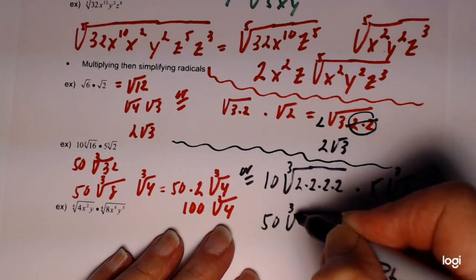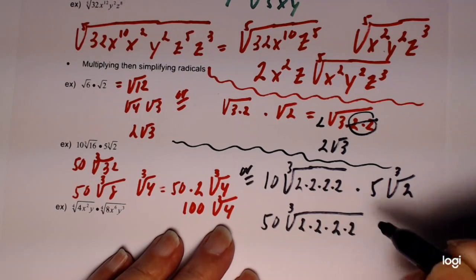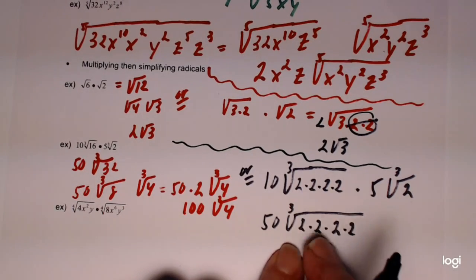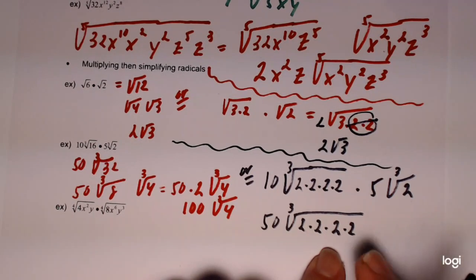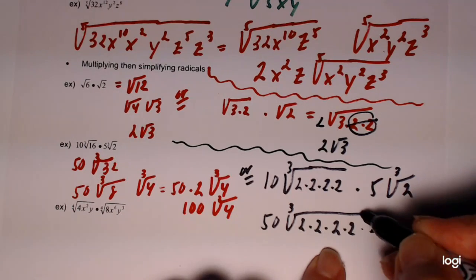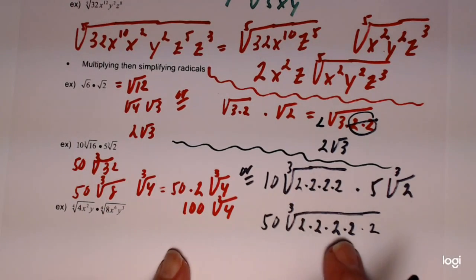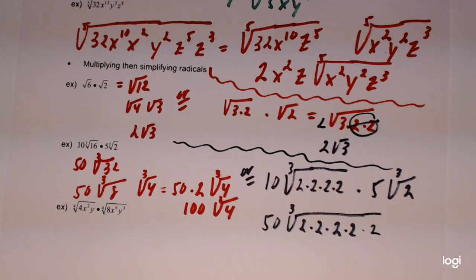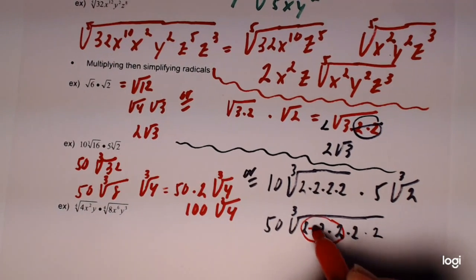And now we're going to collect all our factors under the same radical. So we have 1, 2, 3, 4 2's there. And then we have the factor of 2 from here. So we're just gathering all these factors under one radical sign. For cube root, we need 3 in order to pull one out. So I have 3 2's there.